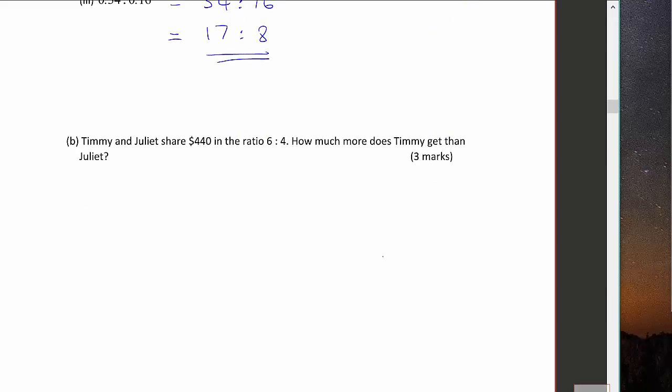Okay, Timmy and Juliet share 440 in the ratio 6 to 4. How much more does Timmy get than Juliet? So 6 to 4 means that we have 10 parts. So then do the 440 divided by 10. Well, that's going to be 44. We'll just get rid of a 0. So each part is 44.